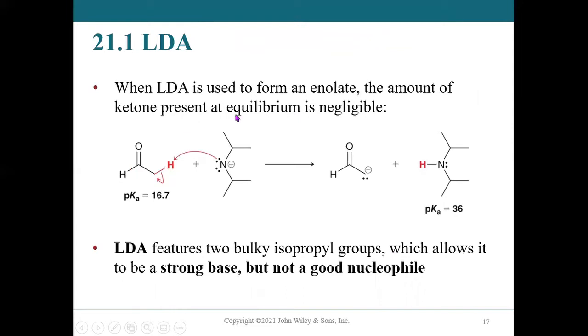When LDA is used to form an enolate, the amount of ketone present at equilibrium is negligible. We're starting with this ketone or aldehyde, in this case acetaldehyde, using LDA, the very strong bulky base, and we can see that it will abstract the H from the alpha carbon, producing this enolate and then the conjugate acid. LDA features two bulky isopropyl groups, which allow it to be a strong base but not a good nucleophile. That avoids this strong base attacking the carbonyl carbon.